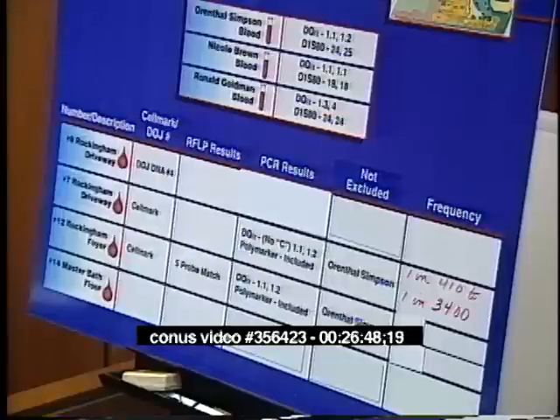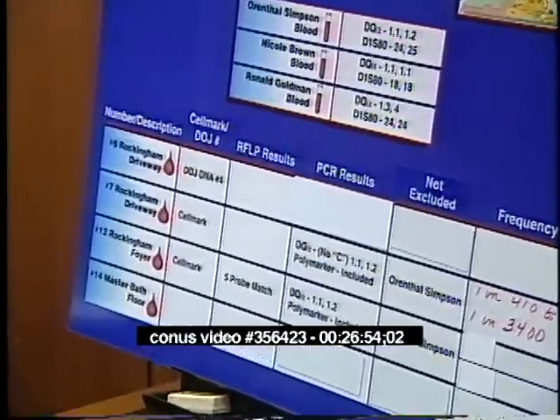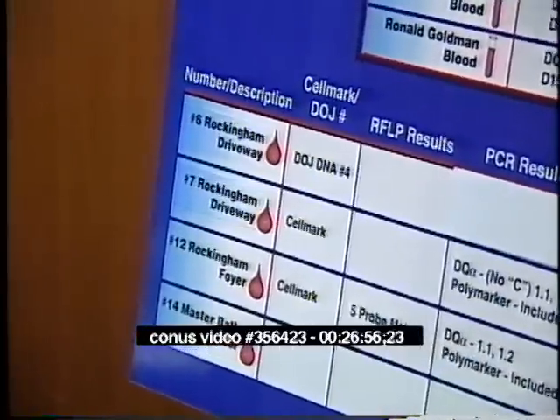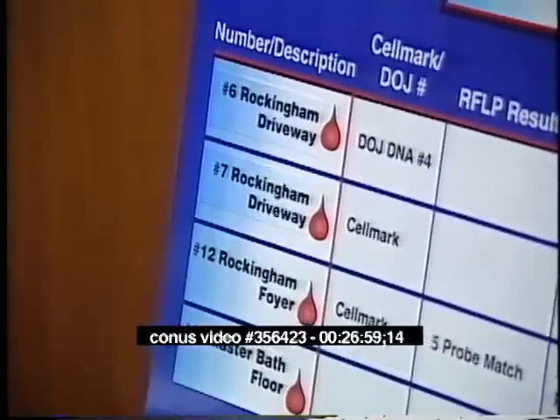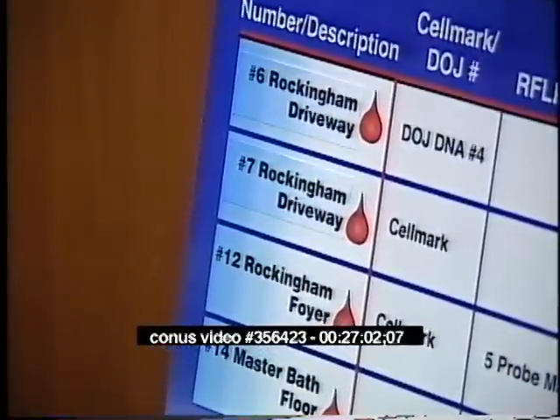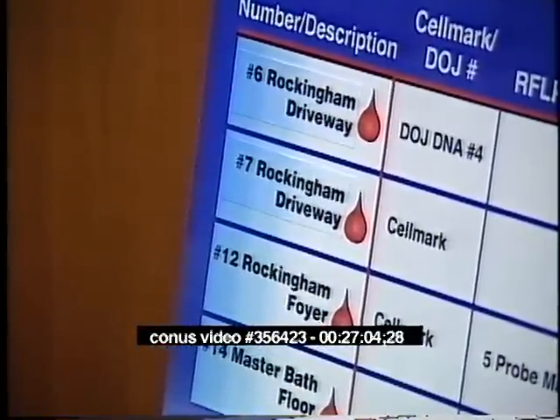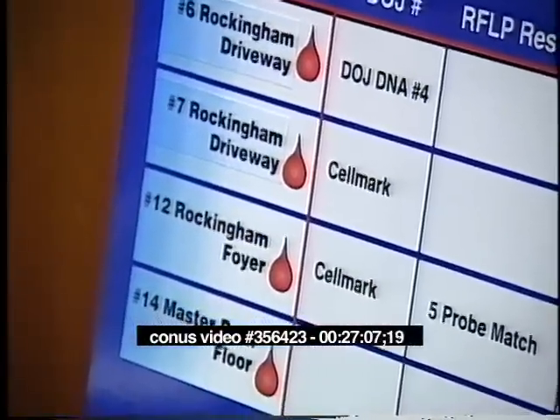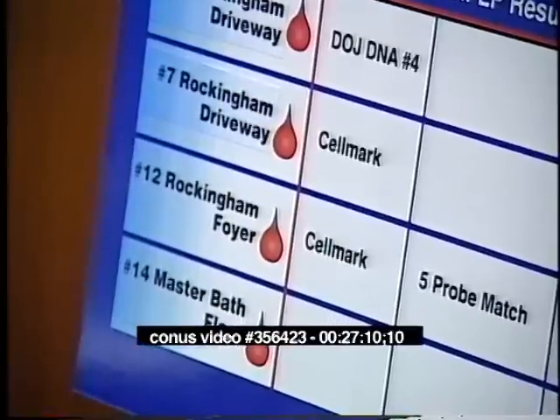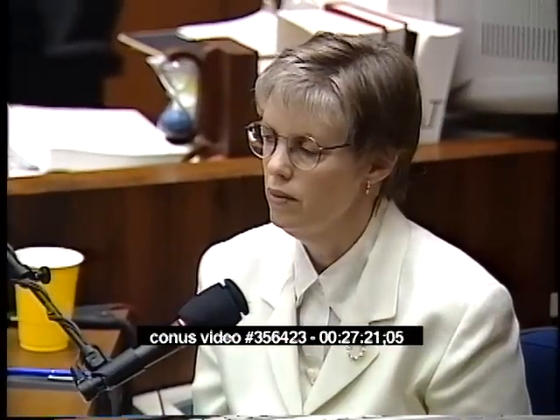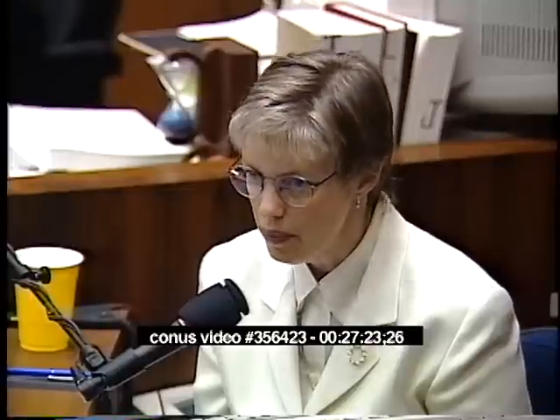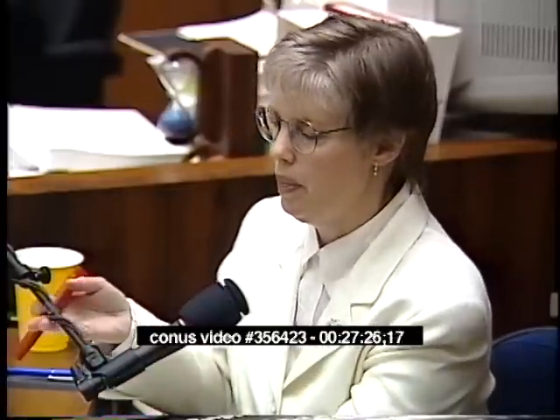And then as to the last result on this board, referring you to the stain from the Rockingham foyer, number 12, you obtained both RFLP and PCR results, correct? Yes, we did. As far as this 5-probe match using the RFLP technique, did you calculate an estimate of the approximate rarity of those characteristics that match Mr. Simpson using RFLP typing? Yes, we did. Would that be the same or different from the earlier results from the Bundy crime scene, item number 52, at which Mr. Simpson matched that Bundy stain as well? It's the same. All right. Could you just then repeat it by writing it on the board again?